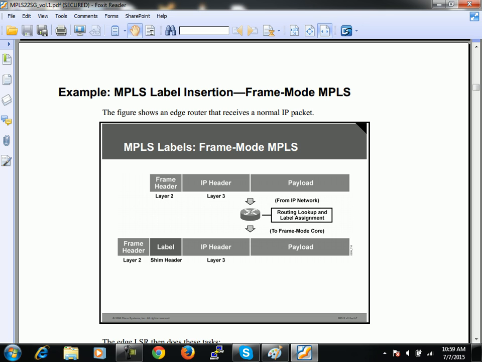And see MPLS label insertion in frame mode MPLS. This is frame mode MPLS. You have a layer 2 header, which can be either SDLC, PPP, Ethernet or frame relay, and then a layer 3 header. This router received this packet from a non-MPLS domain, and now the packet is entering the MPLS domain. So it will add the MPLS label in between the layer 2 and layer 3 header, which is also known as the shim header.